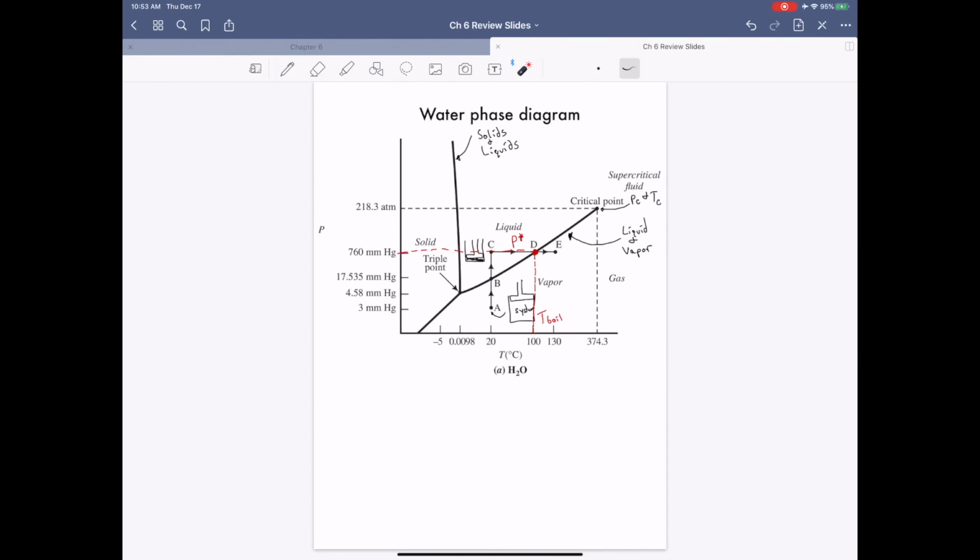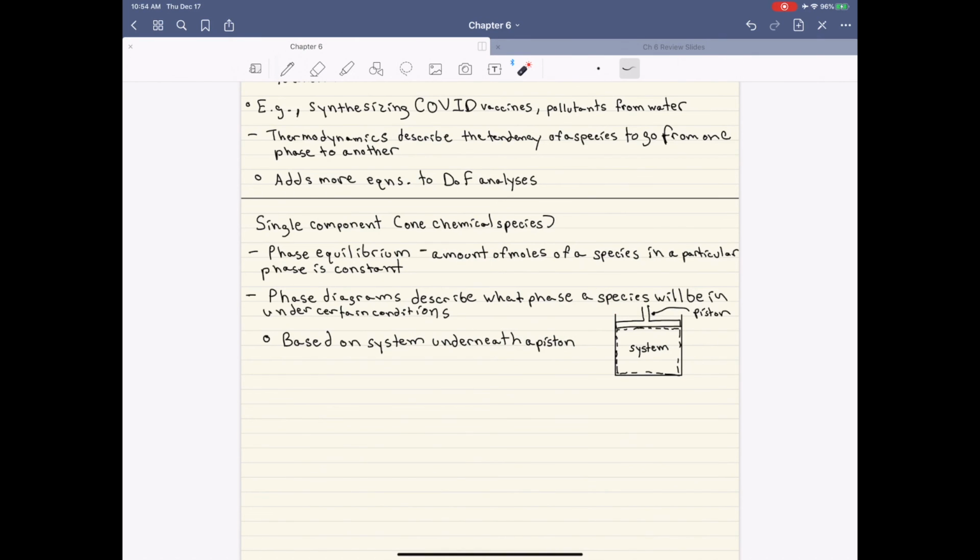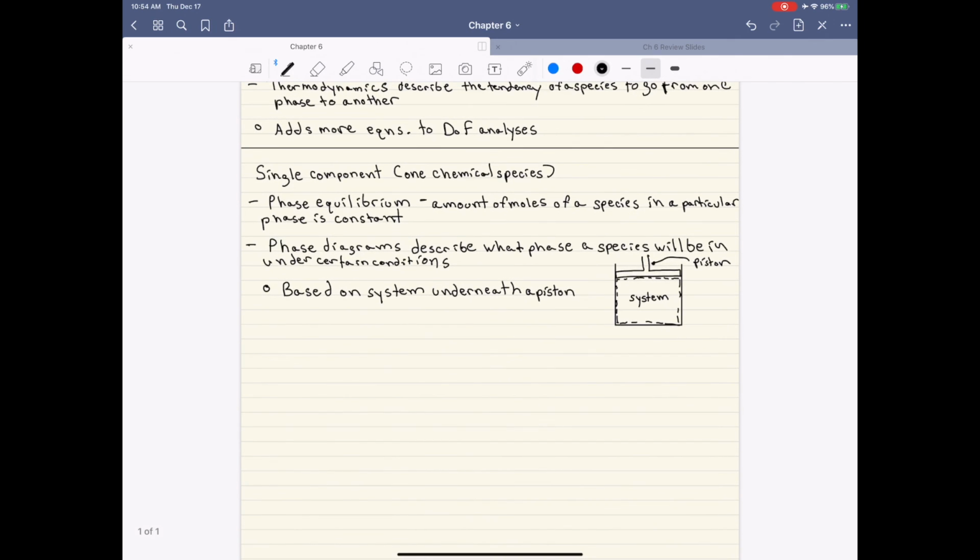But if you were at a lower pressure, so let's say you're at 17.535, right? Your boiling point would be much lower. It'd be just a little bit above 20 degrees C. So phase diagrams are dense with information. And so I'm just going to write down and try and summarize a couple of main points that I talked about when I was going through the phase diagram.